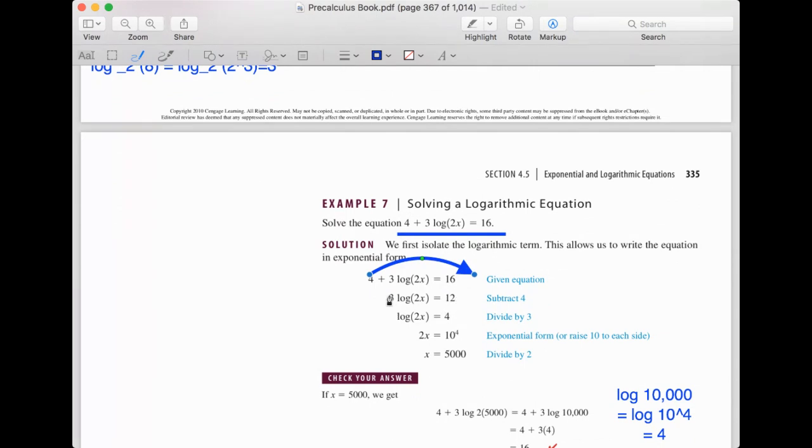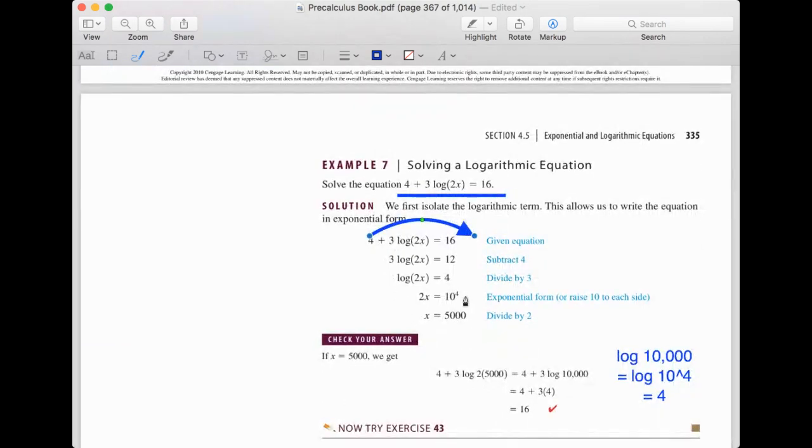Now we still have this 3 in front of log. How do we eliminate it? Let's divide by 3 on both sides. We get log of 2x equals 12 divided by 3, which is 4. Again, this log has no base, which means the base is 10. We rewrite as 2x equals 10 raised to 4.